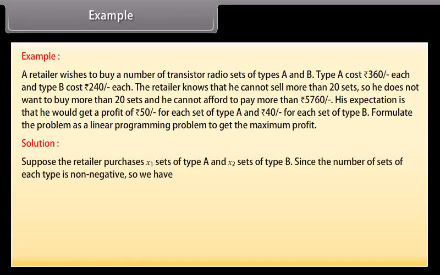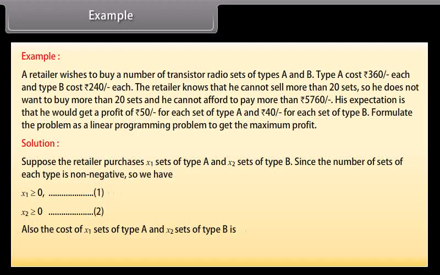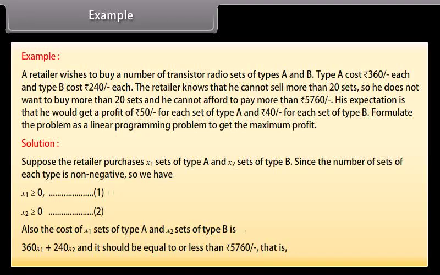Solution: suppose the retailer purchases X1 sets of type A and X2 sets of type B. Since the number of sets of each type is non-negative, we have X1 is greater than or equal to 0, mark it as 1. X2 is greater than or equal to 0, mark it as 2. Also, the cost of X1 sets of type A and X2 sets of type B is 360 X1 plus 240 X2, and it should be equal to or less than rupees 5,760.